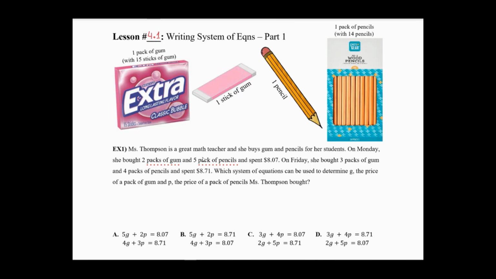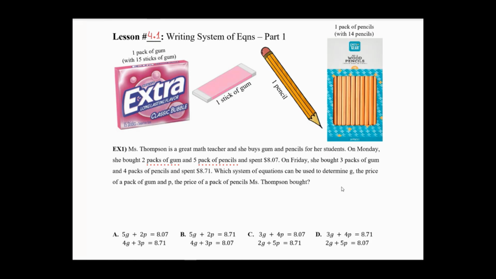Miss Thompson is a great math teacher, and she buys gum and pencils for her students. On Monday, she bought 2 packs of gum and 5 packs of pencils and spent $8.07. On Friday, she bought 3 packs of gum and 4 packs of pencils and spent $8.71. Which system of equations can be used to determine G, the price of a pack of gum, and P, the price of a pack of pencils Miss Thompson bought?